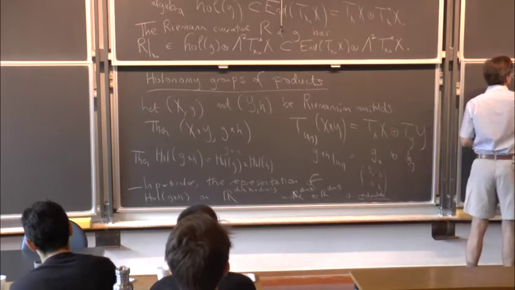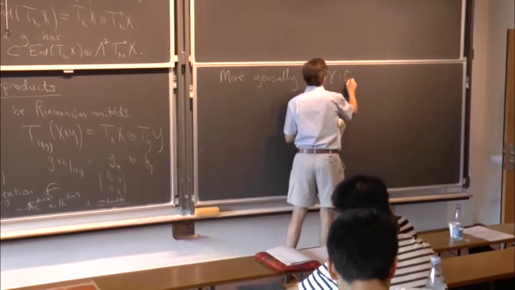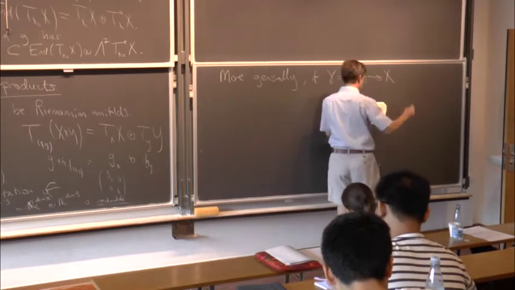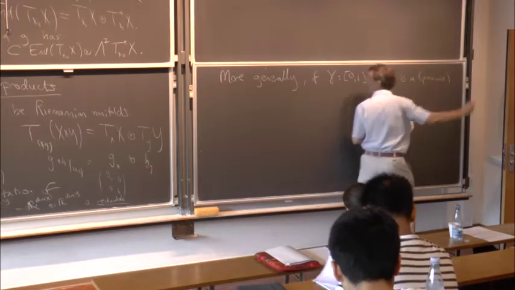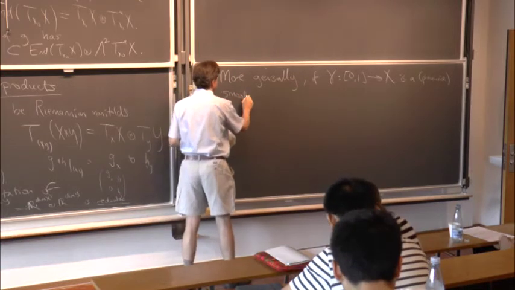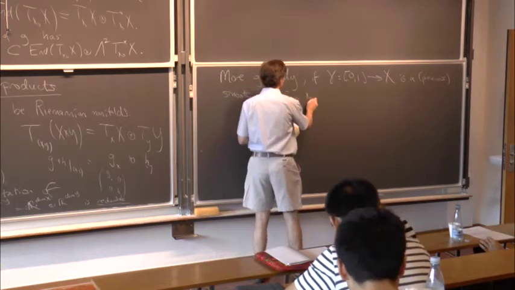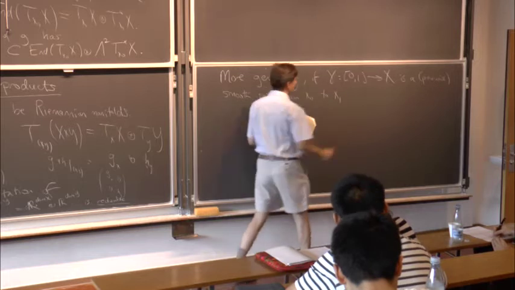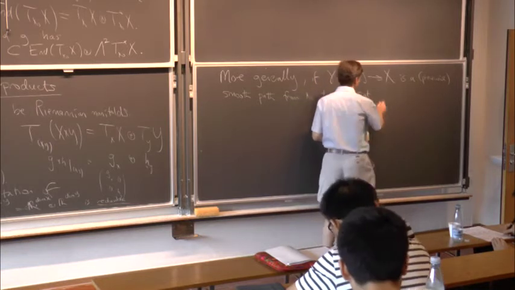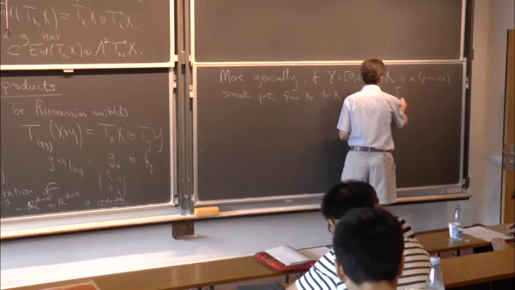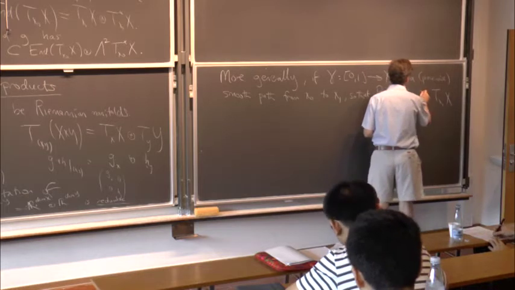To make this precise, let's say more generally, if gamma going from [0,1] into X is a piecewise smooth path from x0, which is gamma of 0, to x1, which is gamma of 1, so that the parallel transport map P gamma takes the tangent space at x0 to big X to the tangent space at x1 to big X. That's an isomorphism.